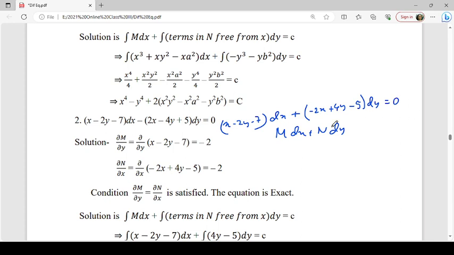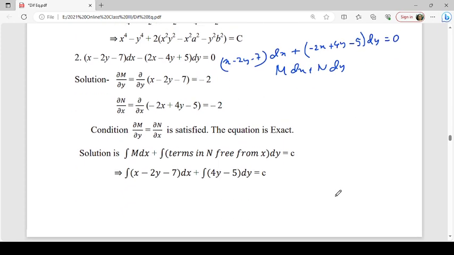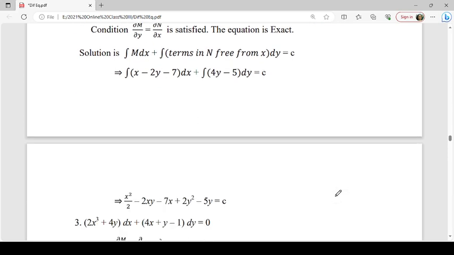So N is this one, minus twice x plus 4y minus 5, and M is x minus twice y minus 7. With respect to y it is, this is 0, this is 0, so it is minus 2, and with respect to x it is minus 2, this is 0, this is 0, so they are equal, and we apply this form. Very simple.